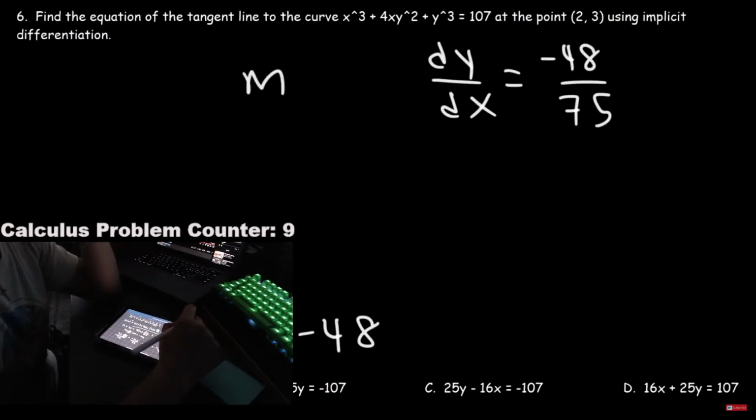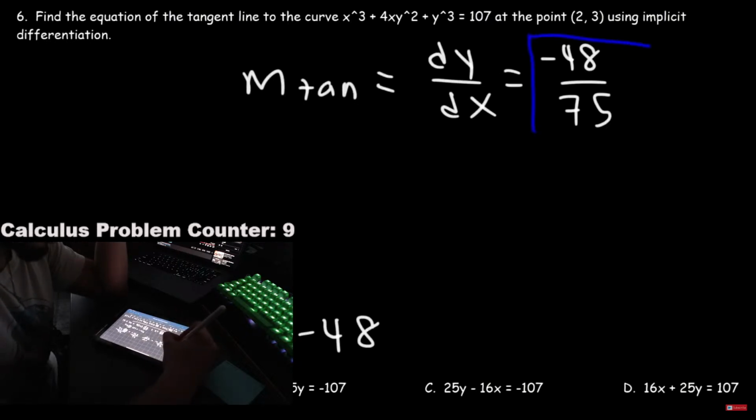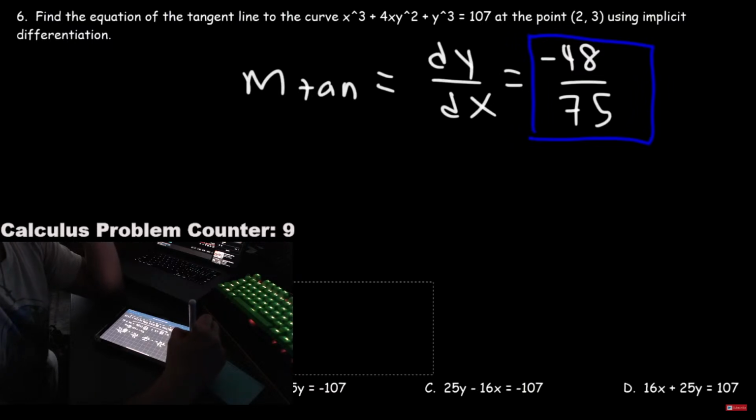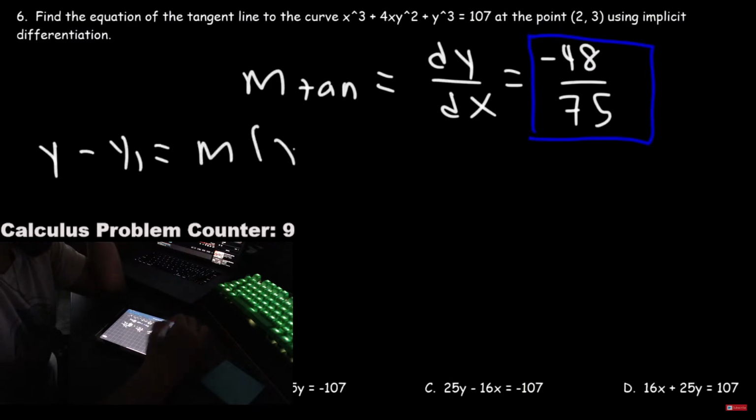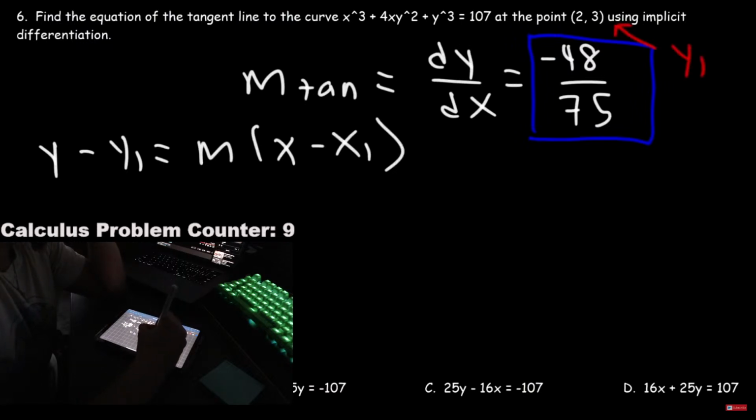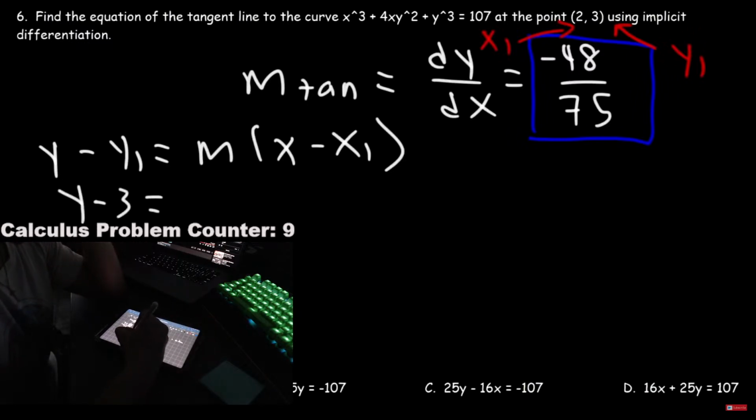So this is equal to the slope of the tangent line at that point. So now we have enough information to write the equation of the tangent line. So we're going to use the point slope formula. y minus y1 is equal to m times x minus x1. y1 is 3, x1 is 2. So this is going to be y minus 3 is equal to m, which is negative 48 over 75.